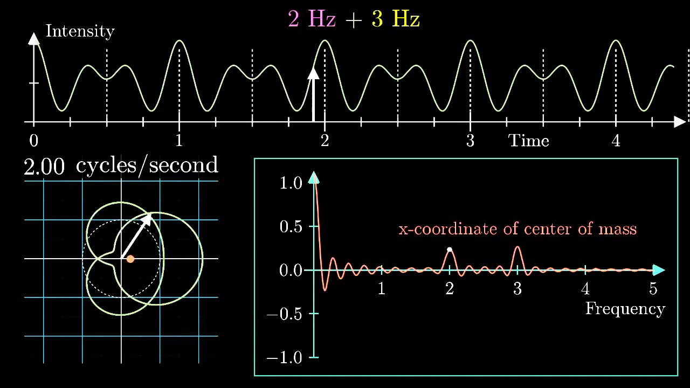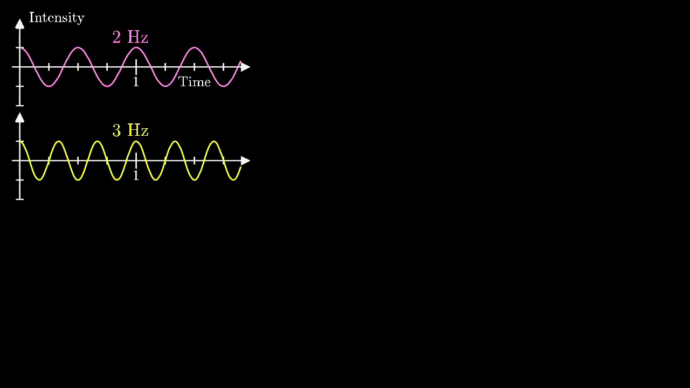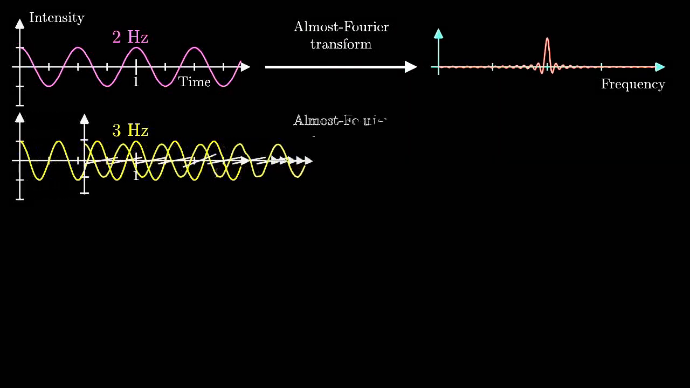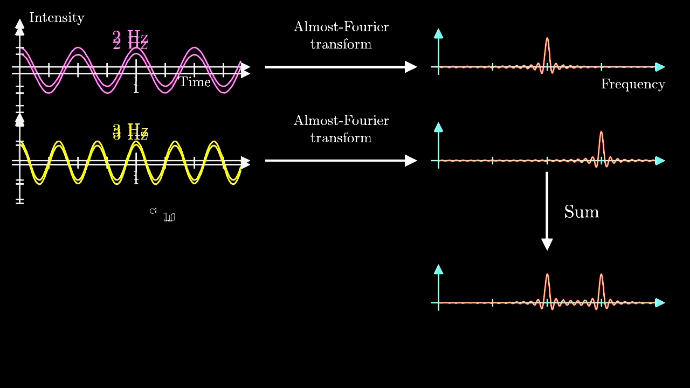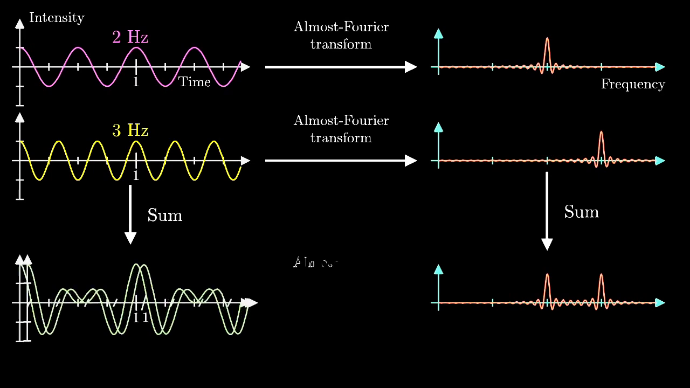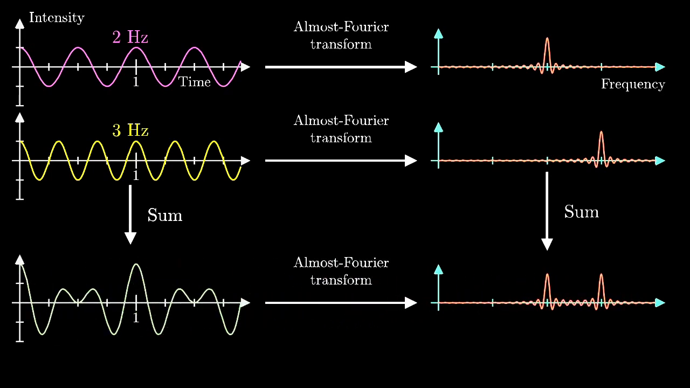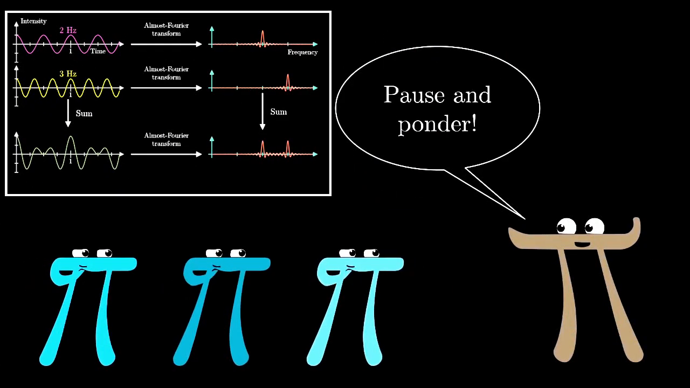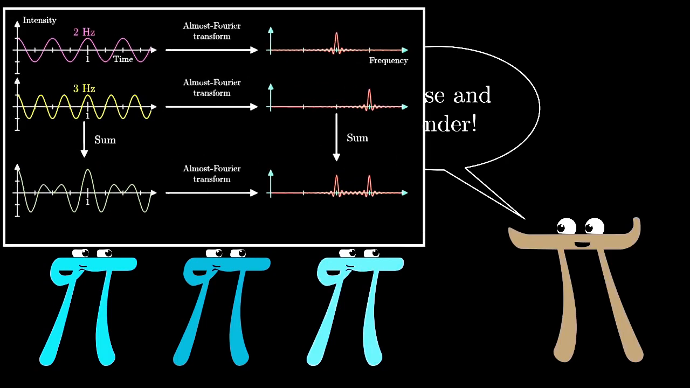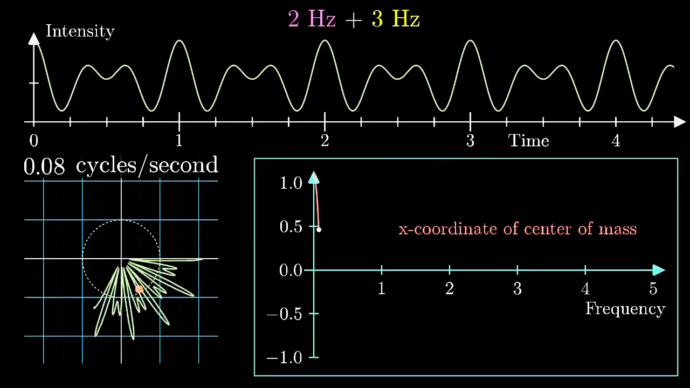Now what's going on here with the 2 different spikes is that if you were to take 2 signals and then apply this almost Fourier transform to each of them individually, and then add up the results, what you get is the same as if you first added up the signals and then applied this almost Fourier transform. And the attentive viewers among you might want to pause and ponder and convince yourself that what I just said is actually true.